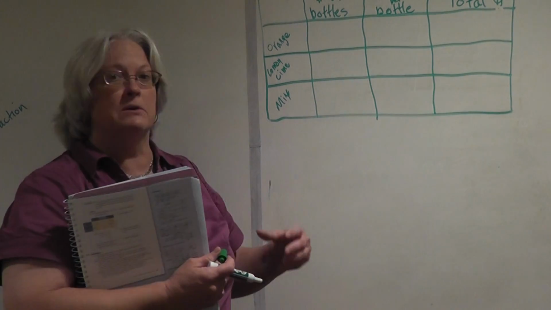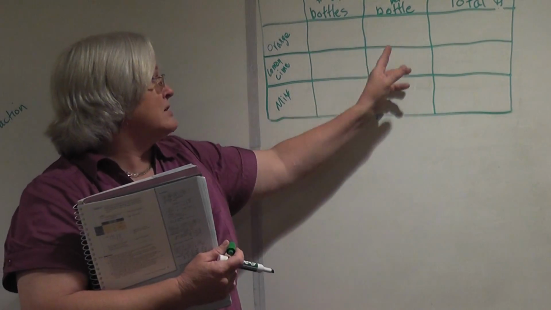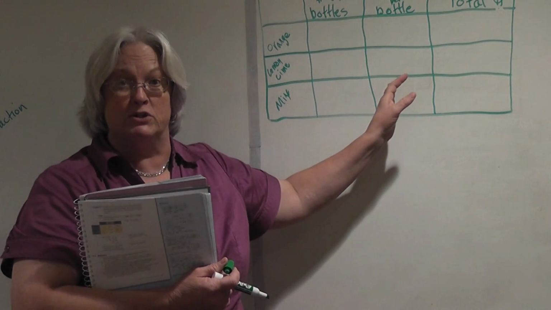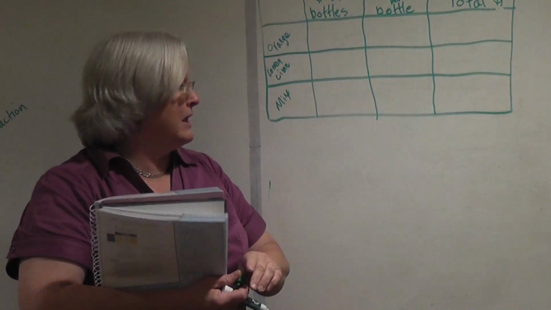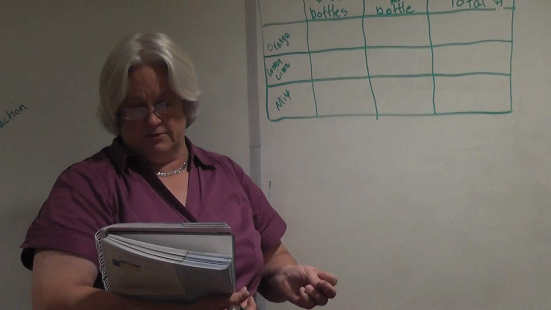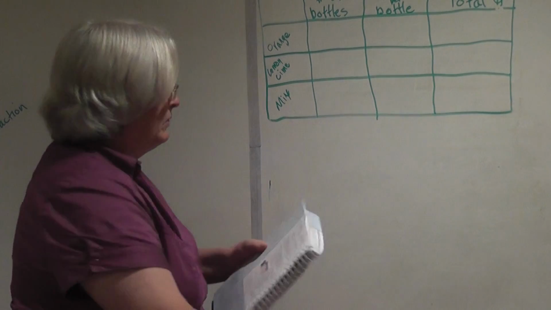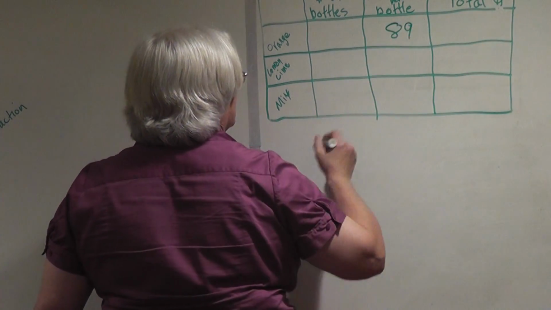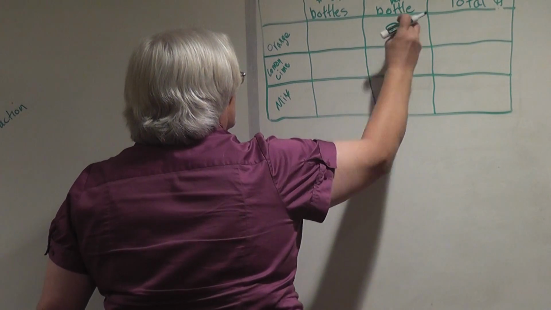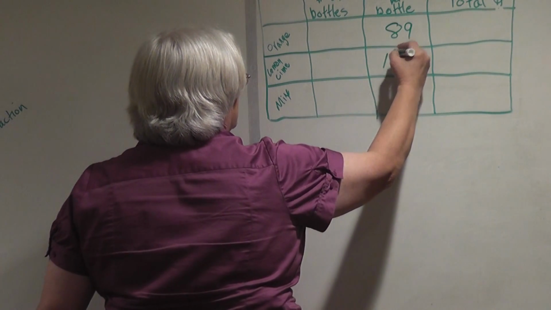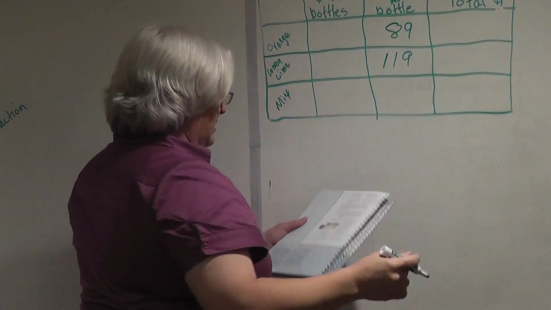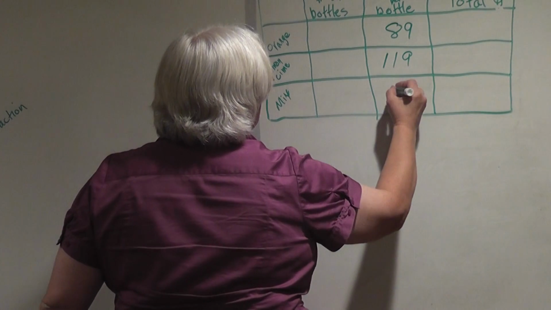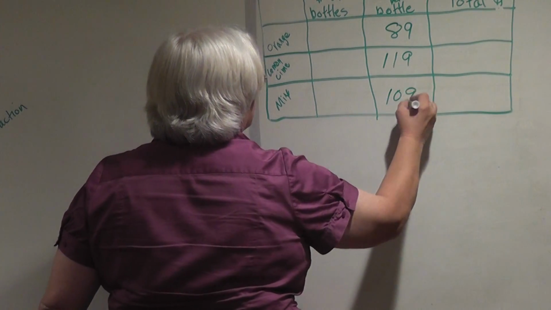Well, first off, let's see what we're going to do. We've been given the price per bottle for orange drink, for lemon lime drink, and for the fruit punch mix. So let's go ahead and fill those values in. The price per bottle of orange is 89 cents, but I'm just going to write it as a whole number, 89. For lemon lime it is $1.19, I believe, and the fruit punch is going to be $1.09.